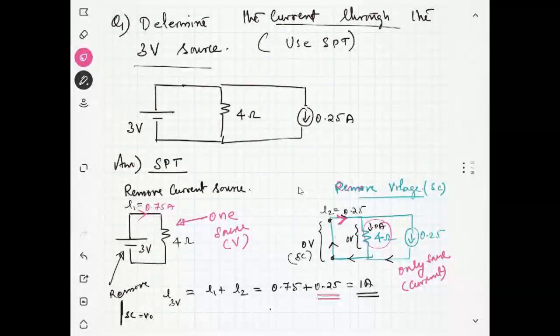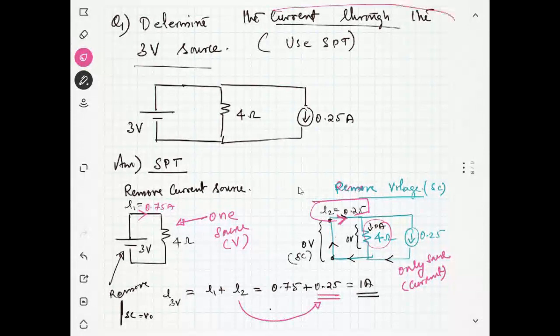I2 is 0.25. Sorry, doctor. You find the current through the voltage source, this is I2, not the 4 ohm. Yes. Please see the question. The question is not to find the current through the 4 ohm resistance. The question is to find the current through the 3 volt source. Okay, it's clear. I got you, doctor.